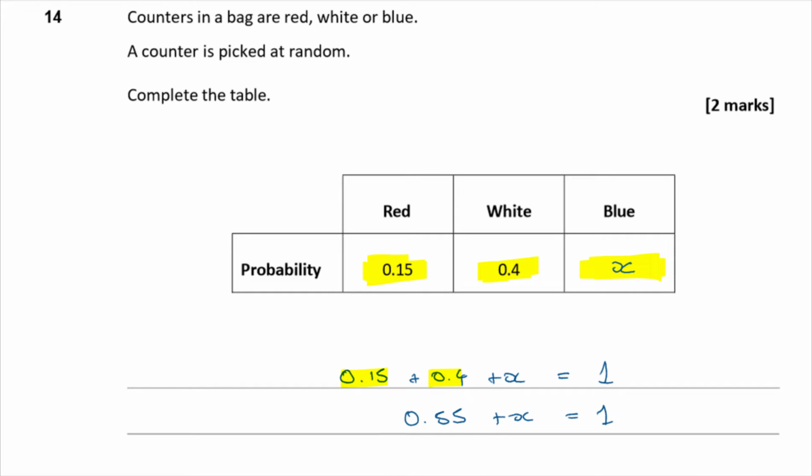So then taking 0.55 away from both sides, what's 1 take away 0.55? It is 0.45, isn't it? So x is 0.45. Let's just write it in there.